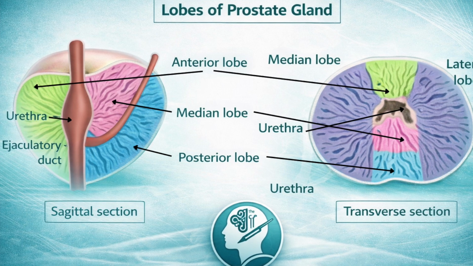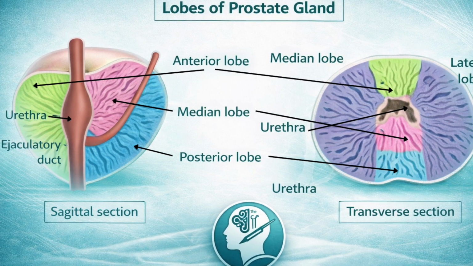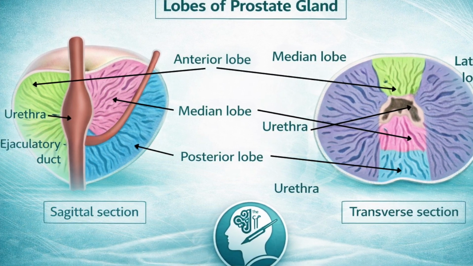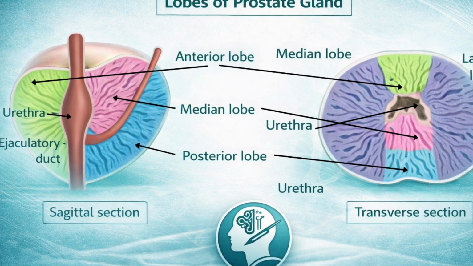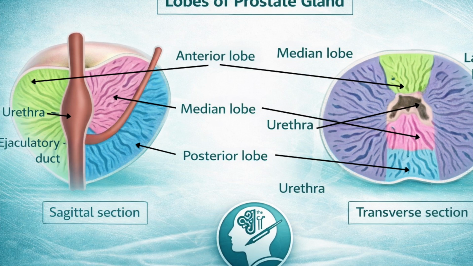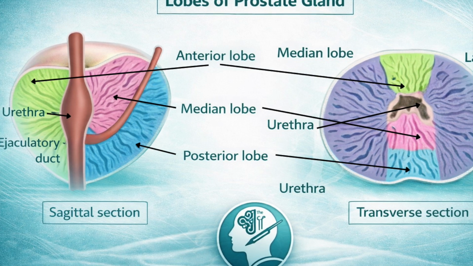and the median lobe, which lies between the urethra and the ejaculatory duct, is the most common site for benign prostatic hyperplasia. Functionally, today we talk of lobes being as 2 lateral lobes and 1 median lobe.